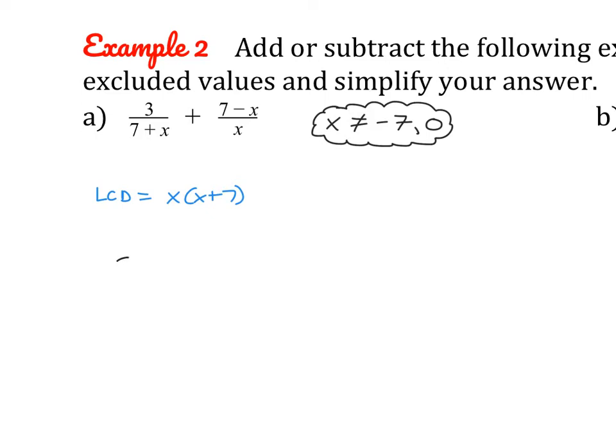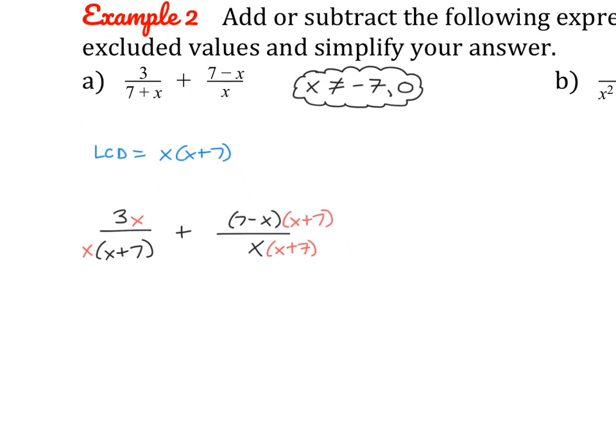So this means that we are going to need to multiply both of our expressions to create that LCD before we add. So I'm going to rewrite our expressions again. So on the left side, we already have x plus 7 as part of our denominator, but we're missing x. So that's what we're going to multiply by in the numerator and denominator. Now on the right side, we already have x, but we're missing x plus 7. So that's what we're going to multiply by on the right side.